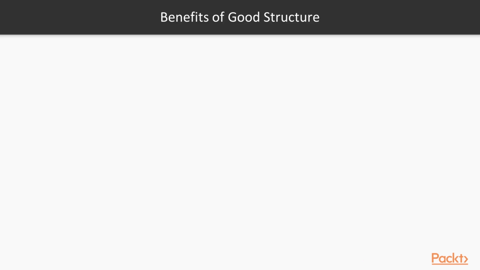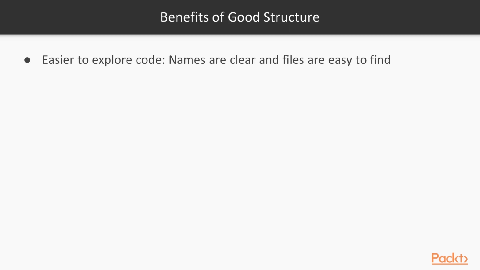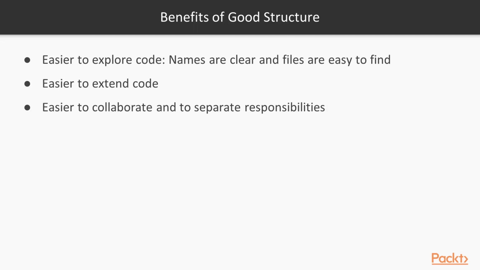And then you're going to get a lot of benefit because it's going to be easier for new developers to explore the code. The names are going to be clear and the files are going to be easy to find. It's going to be easier to extend code because every developer is going to know where the new files, the new classes have to be physically placed. It's also much easier for developers to collaborate when the project is well structured, because you would avoid merge conflicts, and it's also going to be easier to separate responsibilities, avoiding too many people committing in the same file.